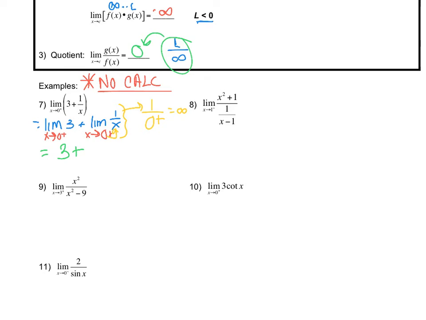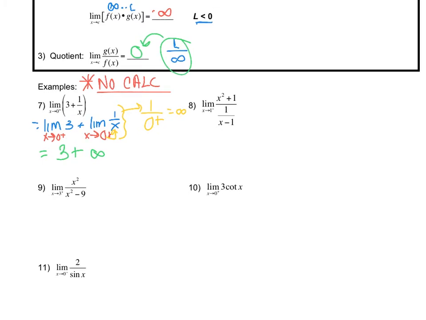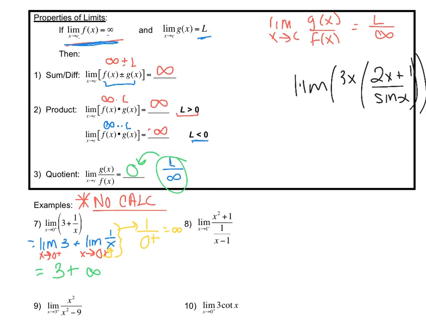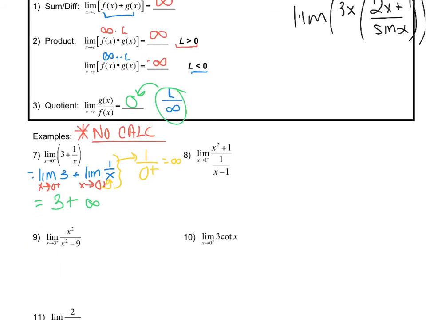So what that means is in our actual answer, we've got 3 plus infinity. So this final result is 3 plus infinity, which is why we had some of these properties up here: if I have a real number and I add infinity to that, the result is still infinite. So number 7 here has a limit of infinity. All right, let's look at number 8.